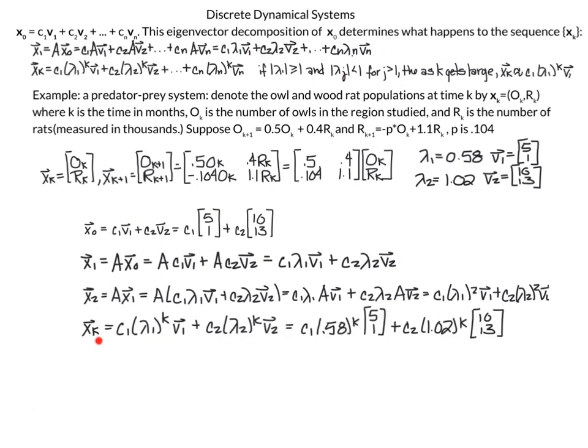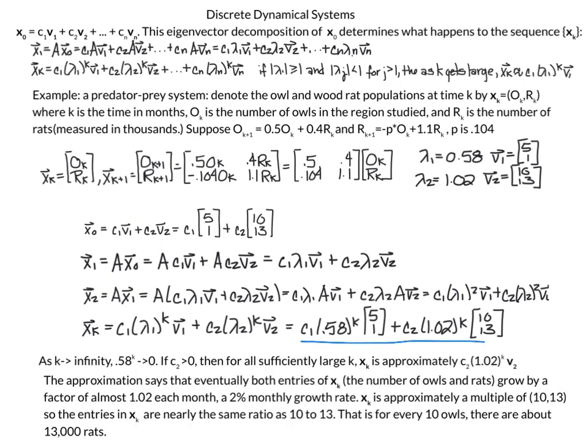And then extrapolating to x of k, just as we had done previously, I'm going to get c1 lambda 1 to the k v1 plus c2 lambda 2 to the k v2. So I'm going to get c1, and my lambda 1 is 0.58 to the k times v1, 5, 1, plus c2, my lambda 2 is 1.02 to the k times my v2, 10, 13. And just a note, we could have gone straight here from this formula here, but I have to admit, I really don't memorize the formula. I just know that I can plug in x1 and x2 and see the pattern and quickly derive the formula for x of k because I don't like to memorize too much.